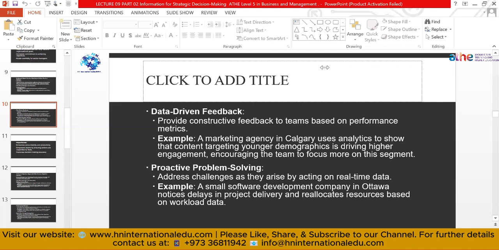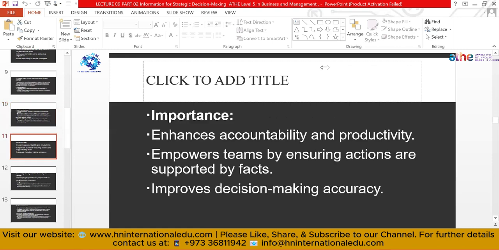Proactive problem solving, we're not just talking and blabbing. You're taking the measures to address challenges as they arise by acting on real-time data. For example, a small software development company in Ottawa notices delays in project delivery and reallocates resources based on workload data. When you are in an organization, you are under a project, a commitment, you have to work on the factors of production, FOPs. Land, labor, capital, entrepreneurship. So if there is an agency, you want to shift any resource from one project to another, you can do that too.